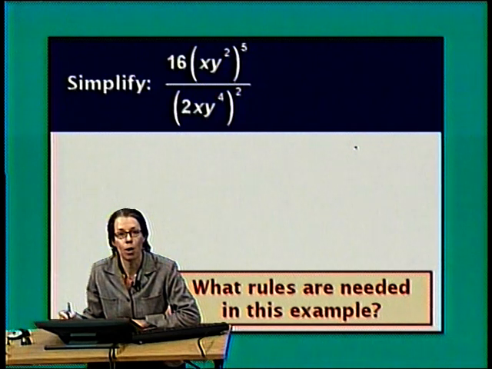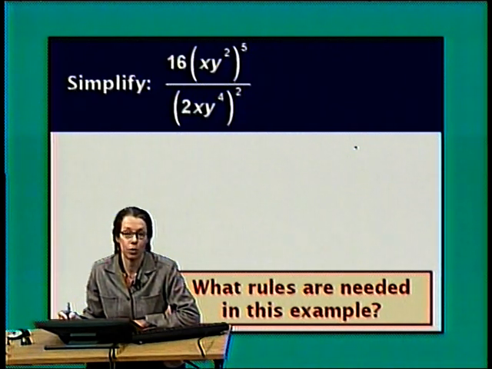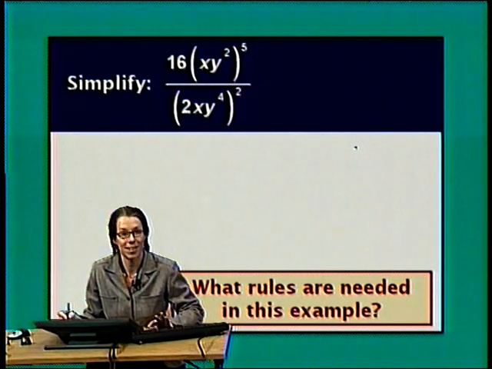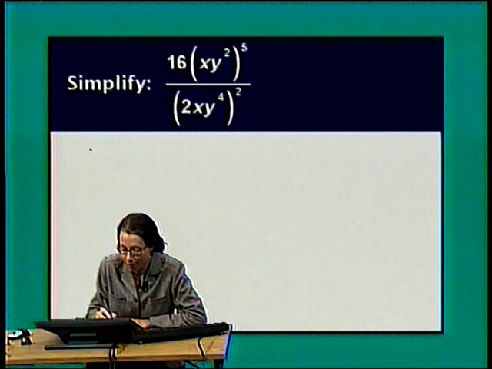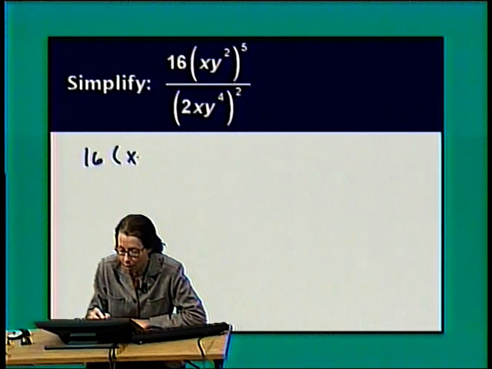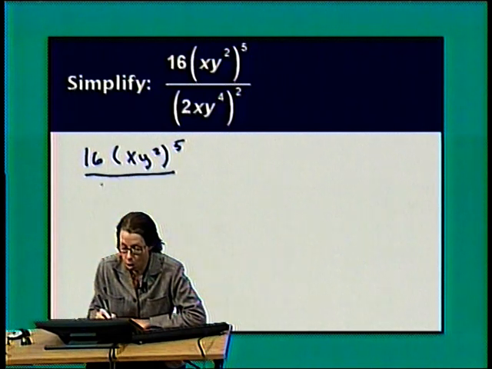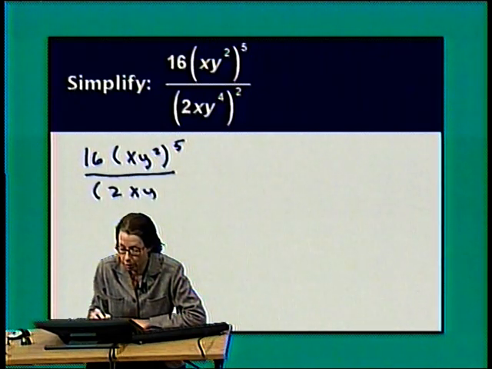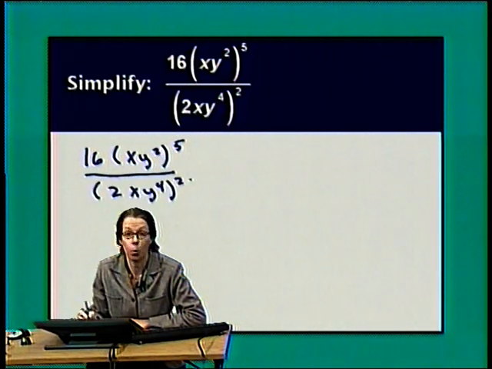Another example. What rules are going to be needed in this example? Well, again, I'm going to be using the product to powers and the power to power rule. But I'm also going to be dividing some powers of x and y. I'm going to be using the quotient rule as well. So let's do it. 16 times xy squared raised to the 5th power all over 2x y to the 4th squared.